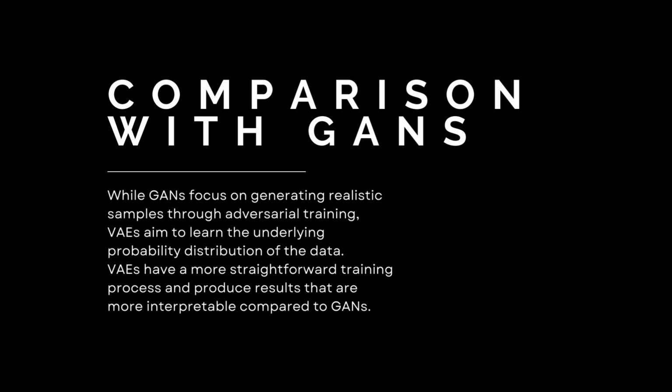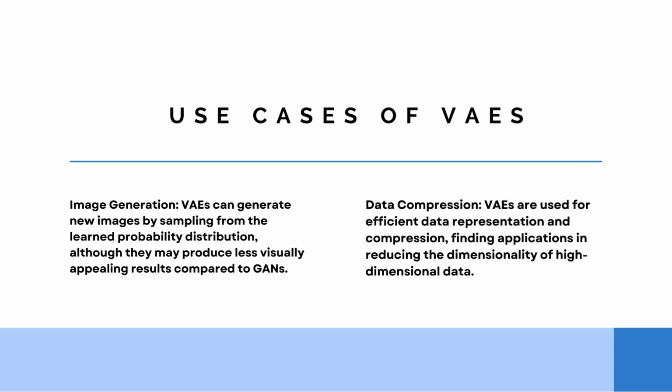GANs focus on generating realistic samples through adversarial training, VAEs aim to learn the underlying probability distribution of the data. VAEs have a more straightforward training process and produce results that are more interpretable compared to GANs. Use cases of VAEs: image generation.